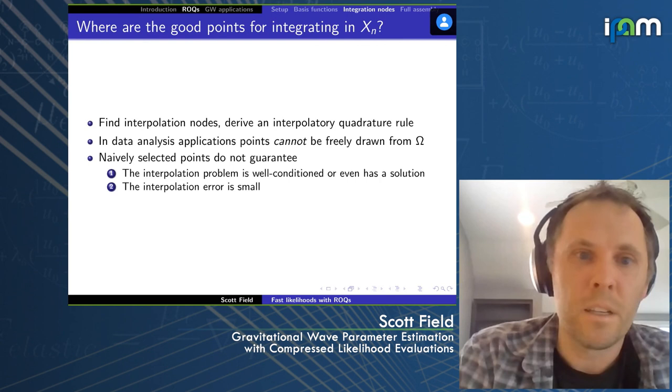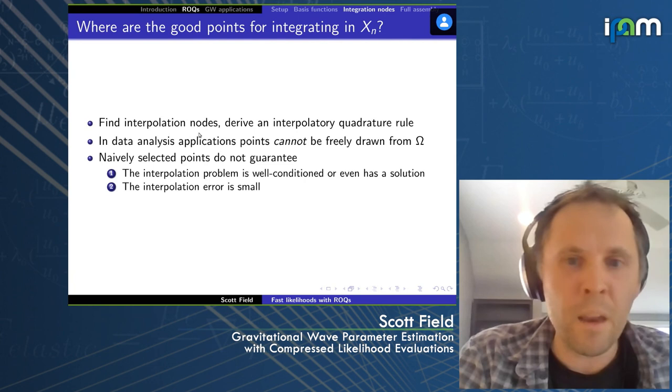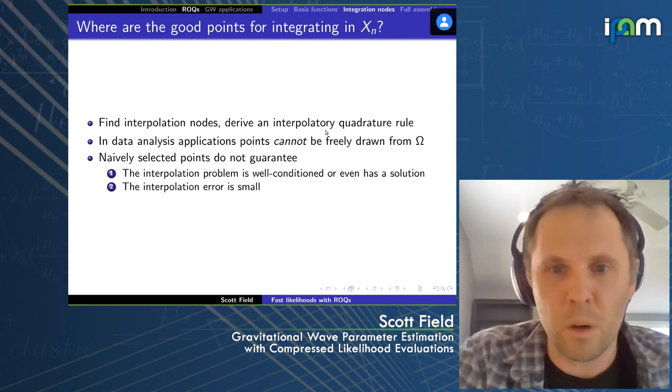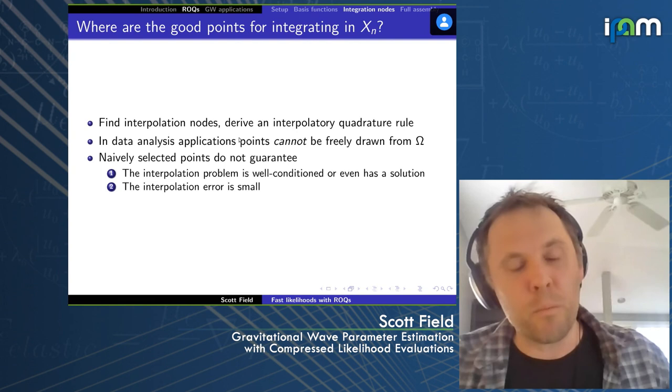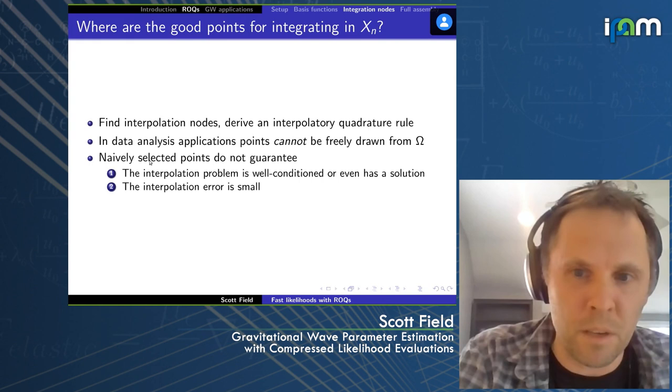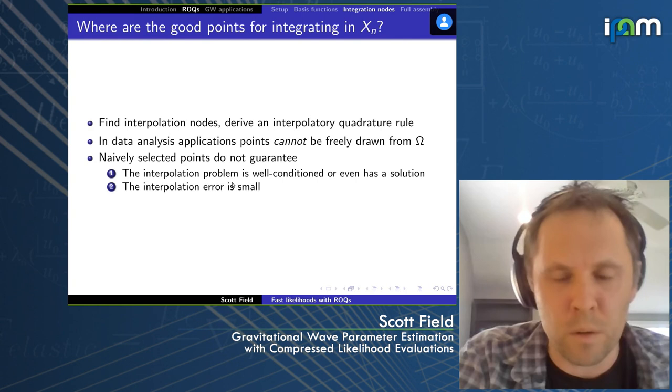Step two is we need to integrate in this approximation space Xn. For that, we're actually going to first think of trying to interpolate in this space, and then we'll derive something called an interpolatory quadrature rule. So we have some restrictions. We really want to sample our points as a subset of the equally spaced frequency values that the detector is giving to us. And we also want to point out, we can't just randomly select points or pick uniformly spaced points or something.